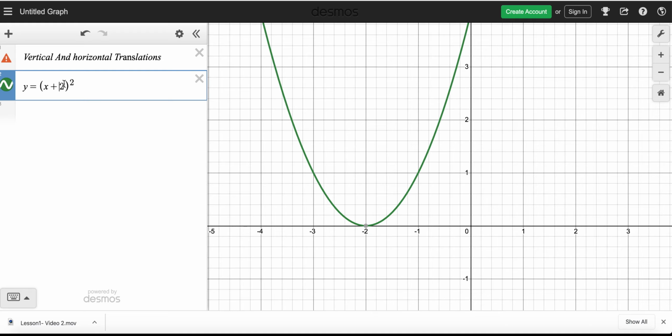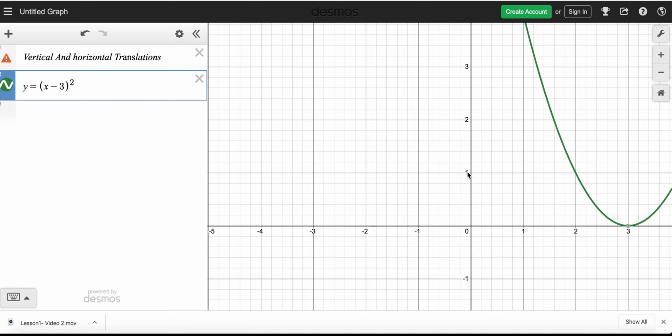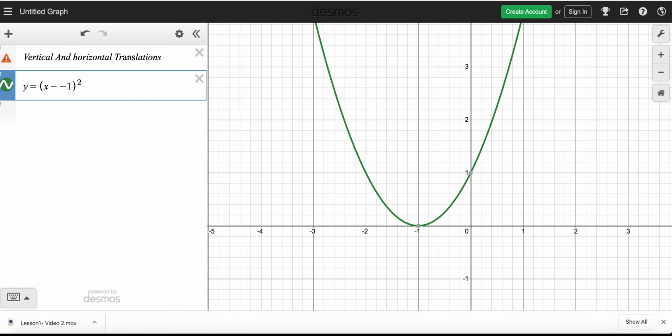So again, let's say you want to shift it 3 units to the right. The minus is from the equation itself. I want it to come here, that is 3, so I just put 3. It just shifts there. Let's say I want to move it only 1 unit, but to the left. I want it to come to -1, so I just type -1 here, and it just comes there.